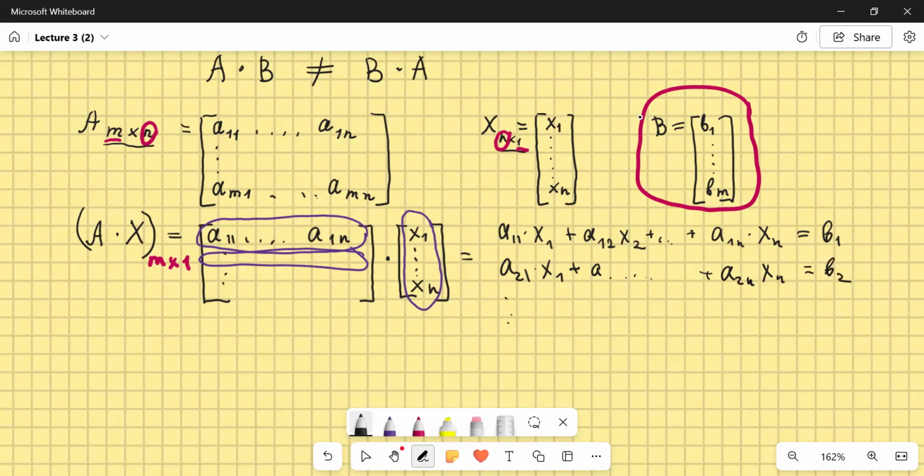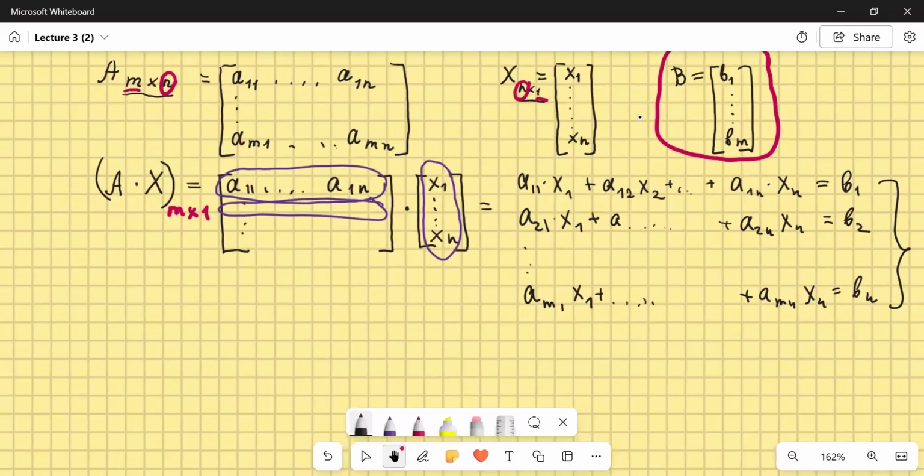And continuing the same way, I'm going to get my last equation, am1 x1 plus whatever, plus amn xn equals bm. So basically, guys, what I got is a system of equations. It's a linear system, m equations and n variables, right? And basically what we have is a new way to write down this system using matrices. So what you see on the right side over here are the b's, which are making up this column.